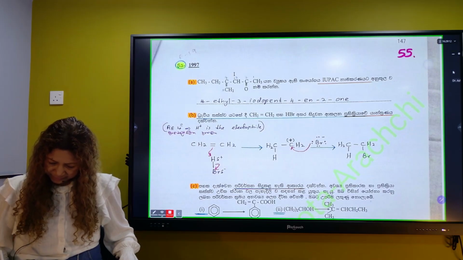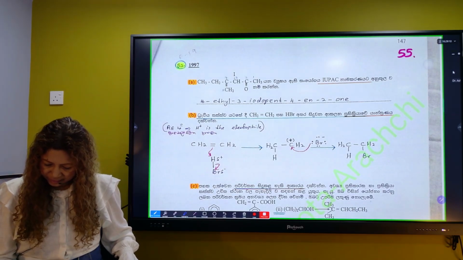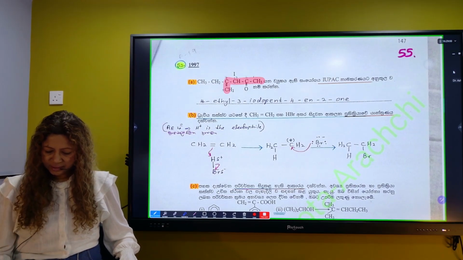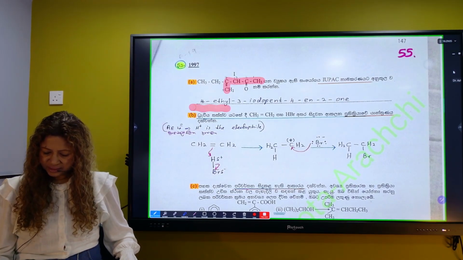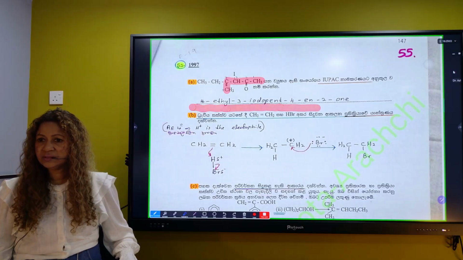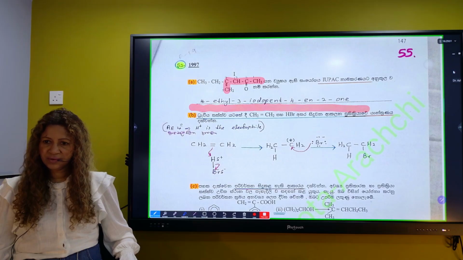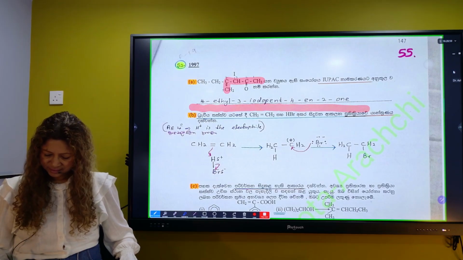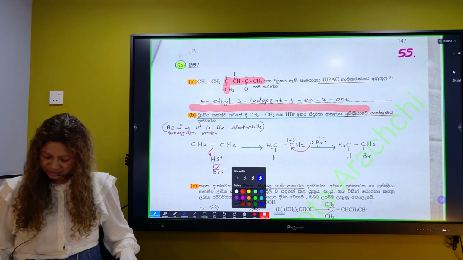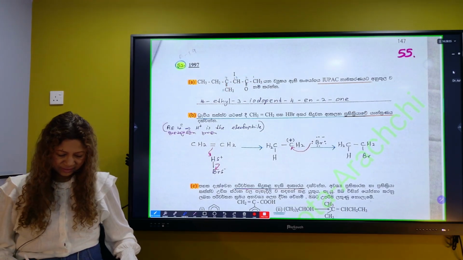Nomenclature like this. 4-ethyl-3-iodopent-4-en-2-one. Have you another? You can do silly mistakes now. Don't get used to silly mistakes.